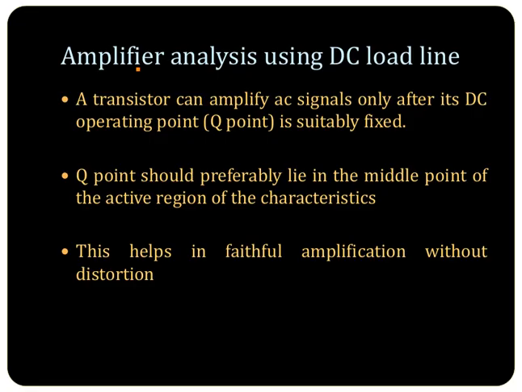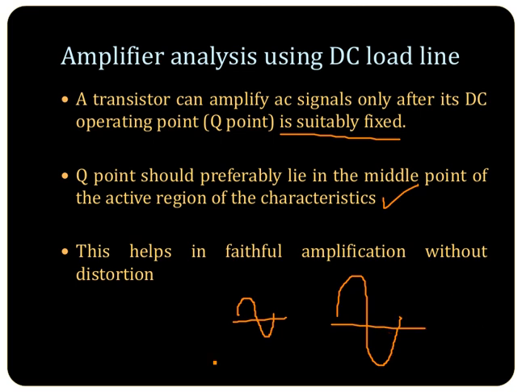Now, amplifier analysis using DC load line. A transistor can amplify AC signals only after its DC operating point is suitably fixed. We have fixed the DC operating point. This Q point should preferably lie in the middle of the active region of the characteristics. Why? Because only then there will be faithful amplification without any distortion. Whatever input you give, you have to get an amplified version of this input at its output. There should not be any clipping or distortion of the waveform. We just need the signal to be amplified.